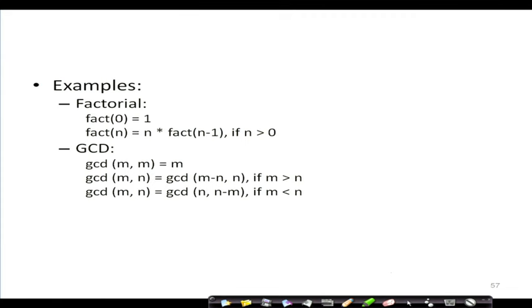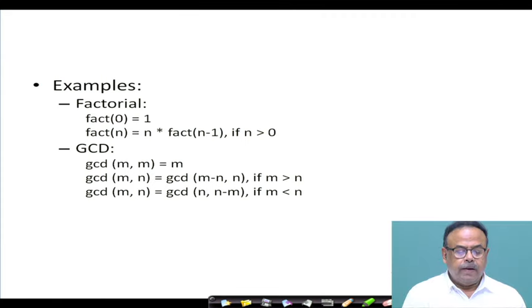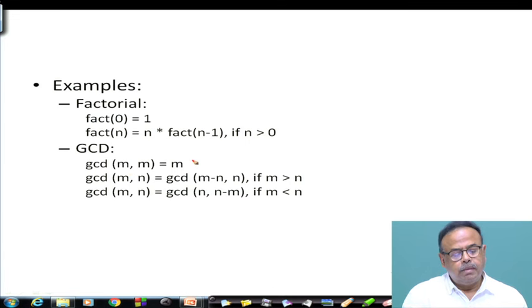Another example, greatest common divisor. We can express that in a recursive form. It is very interesting, you can look at it, that greatest common divisor of the same number is itself, that is the key to the logic. GCD of m and m is m, and GCD of m and n is GCD of m minus n and n, okay, or the other way.